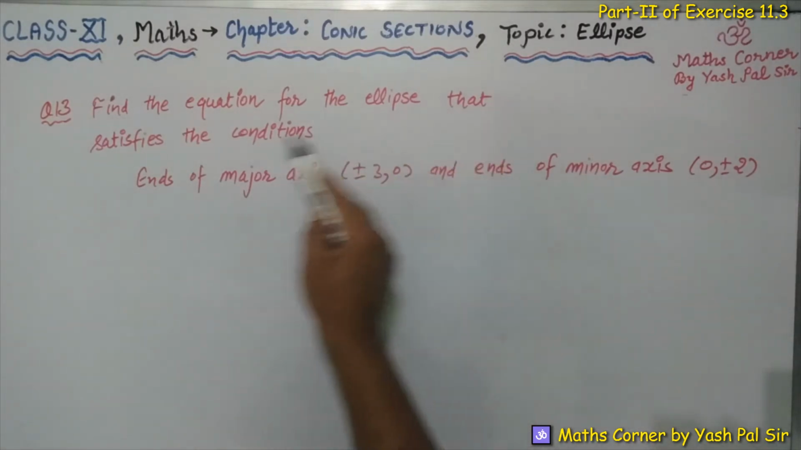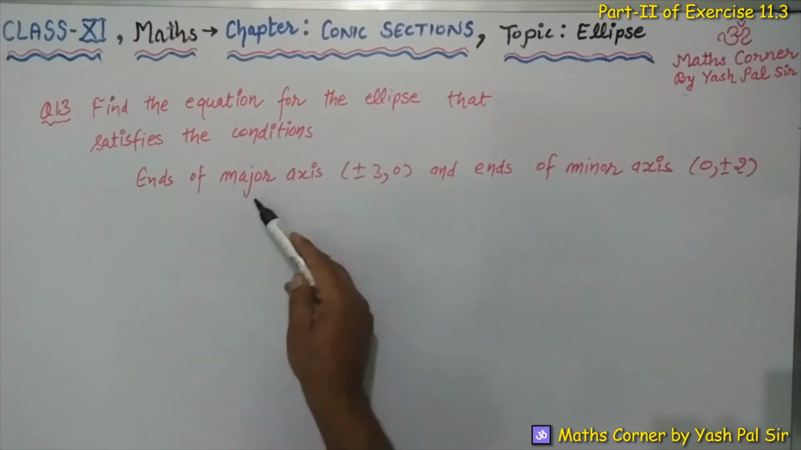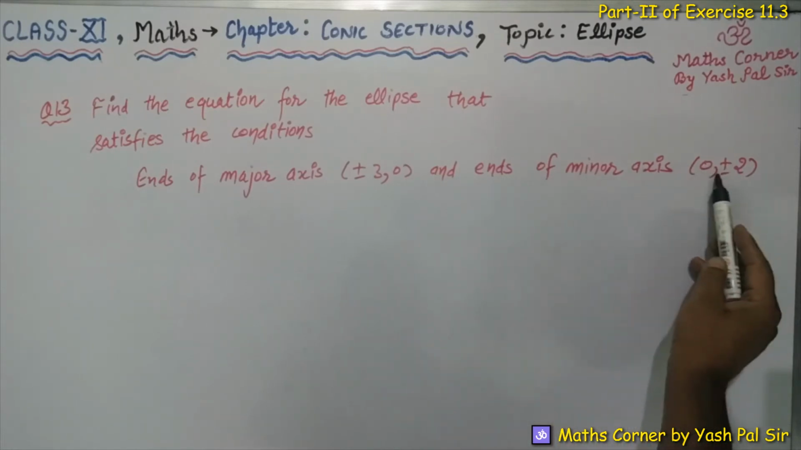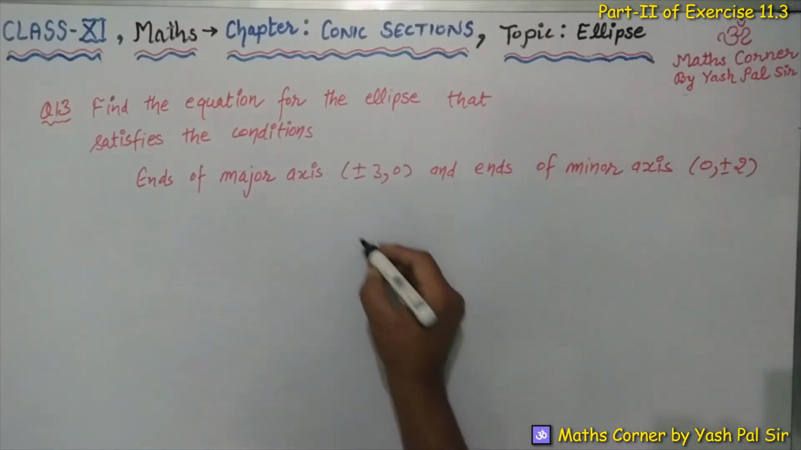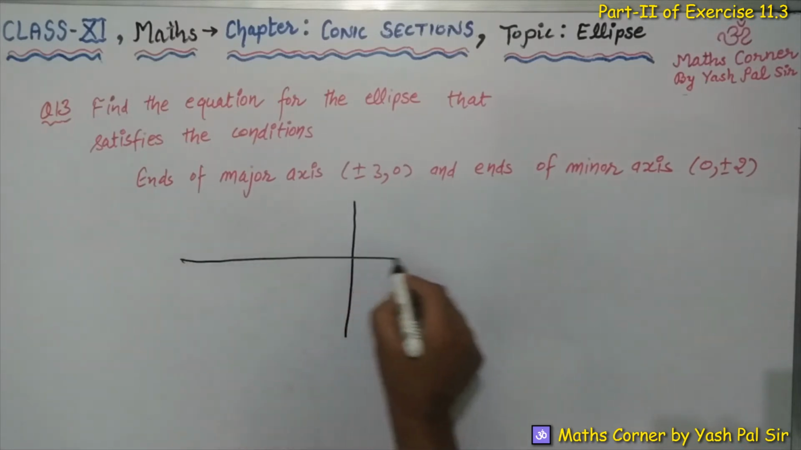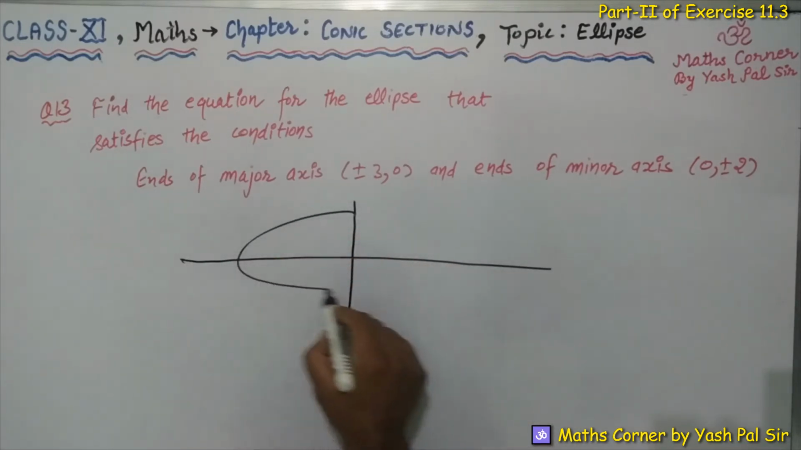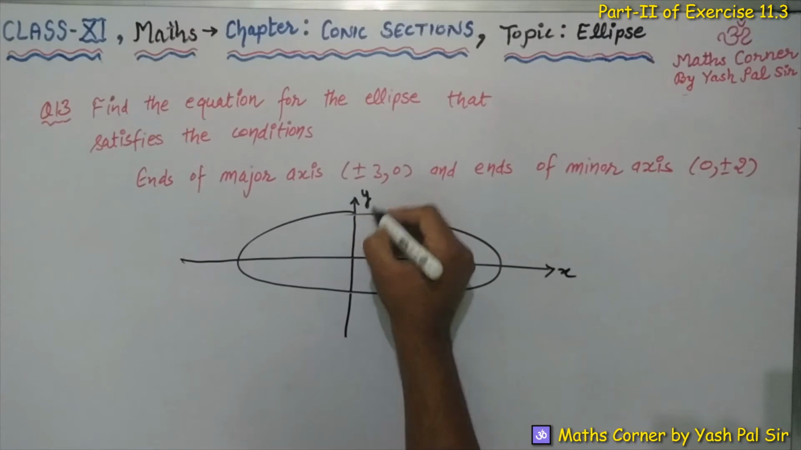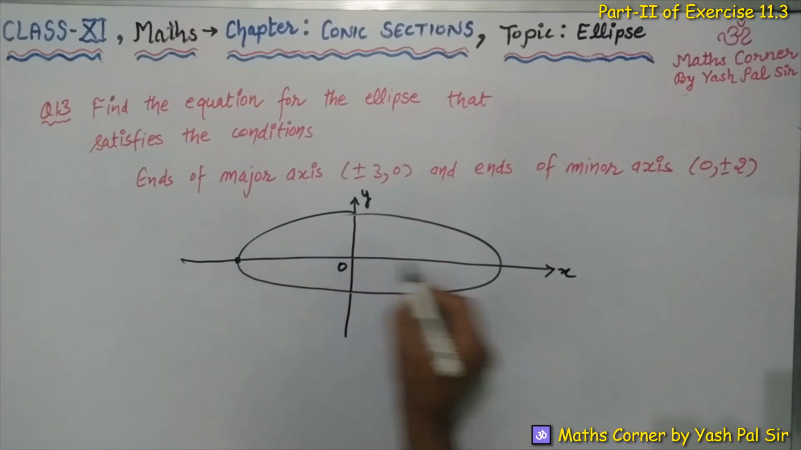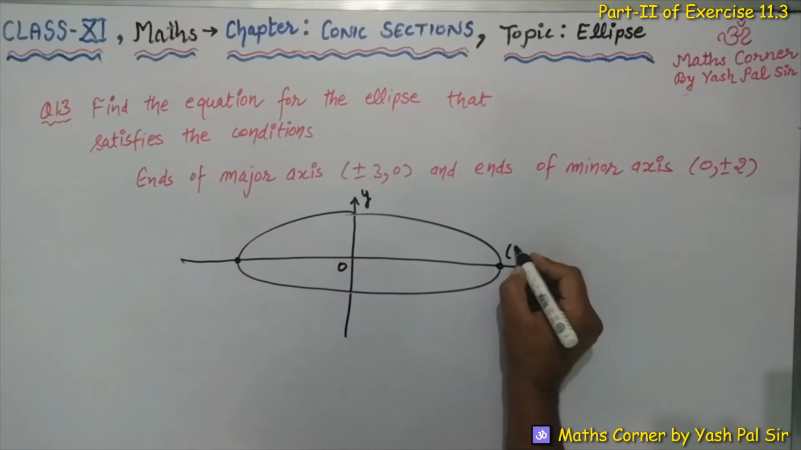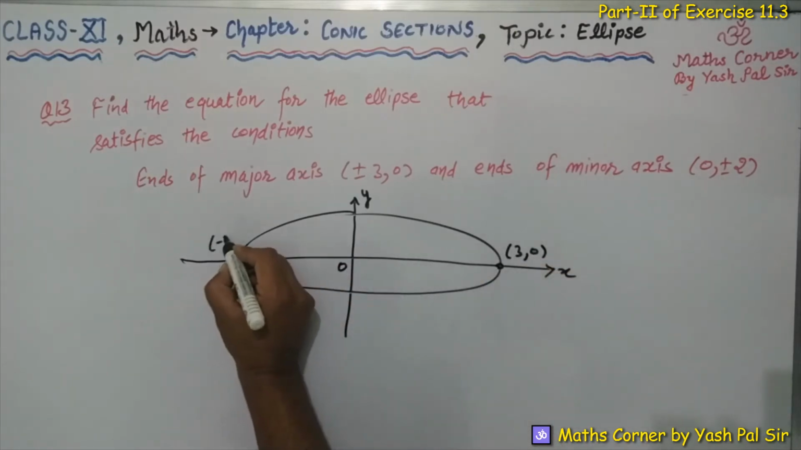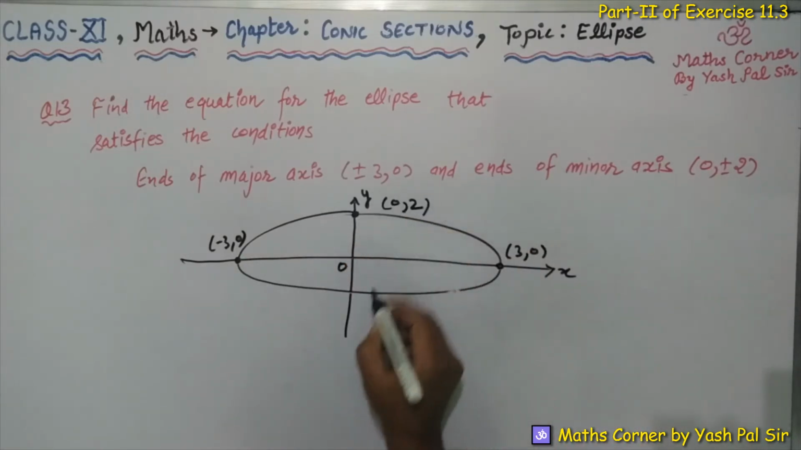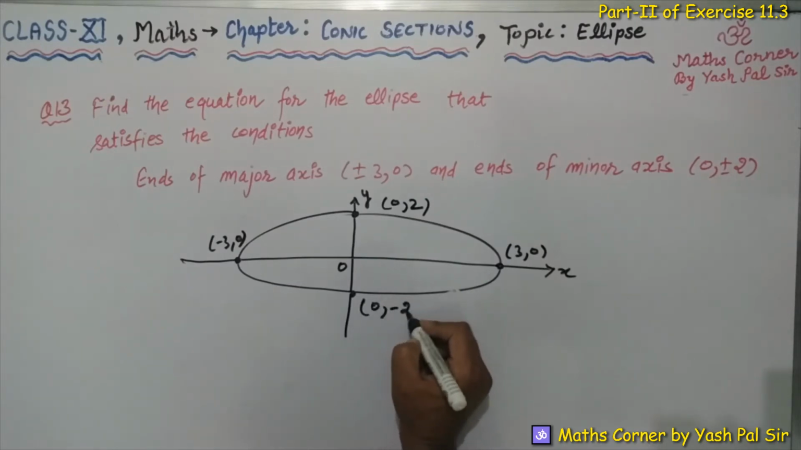Find the equation of the ellipse that satisfies the conditions ends of the major axis plus minus 3 comma 0, ends of the minor axis 0 comma plus minus 2. So what we can have, the shape of the ellipse is like this, x-axis and this is y-axis. So this is 3, 0 and this is minus 3, 0. Here minor axis is 0, 2 and this is 0, minus 2.